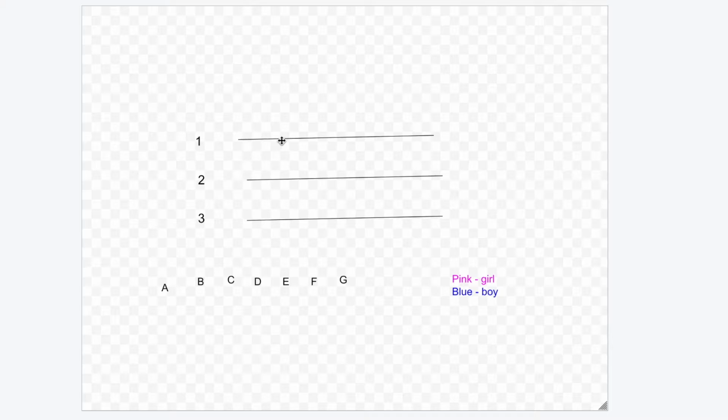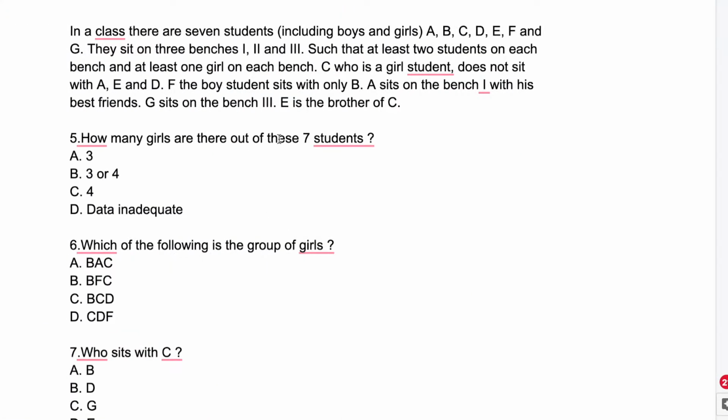So here we have our first bench, our second bench, our third bench, and A, B, C, D, E, F, and G. Now they also say that they sit on the 3 benches such that at least 2 students are on each bench and at least 1 girl is on each bench, which means that there are at least 3 girls. Now they say C, who is a girl student, does not sit with A, E, or D.